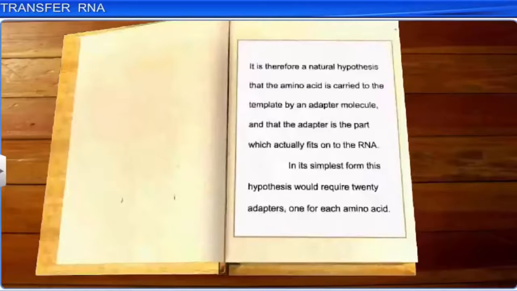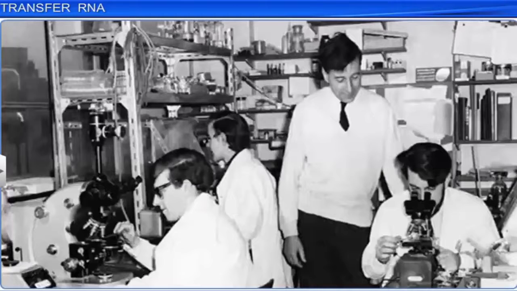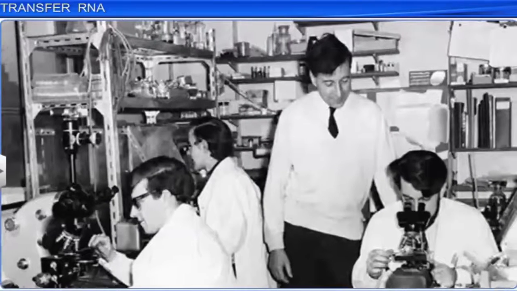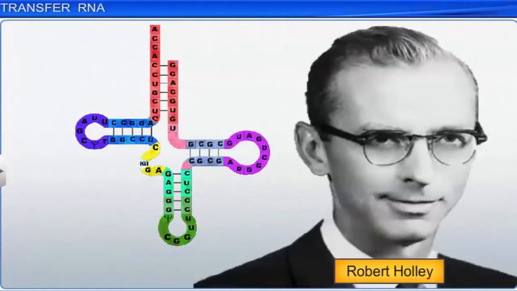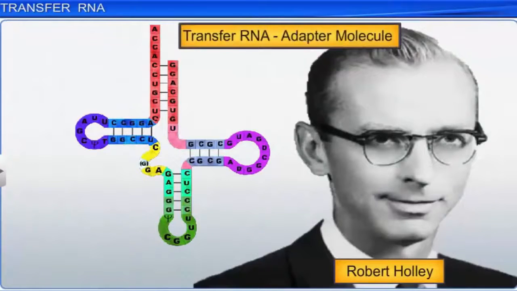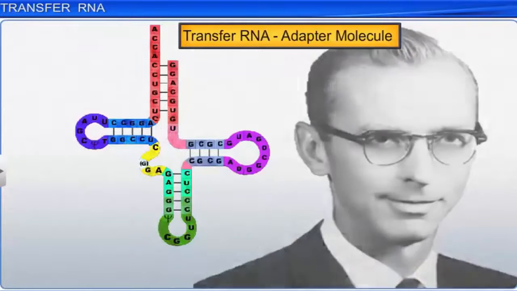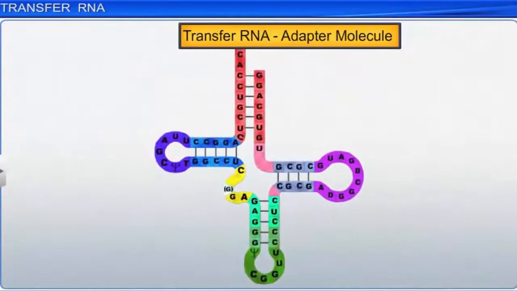Soon after Crick published his hypothesis, scientists across the world worked to find this mysterious adapter molecule that adapts itself to carrying amino acid and reading it to the codon of mRNA. Success, however, came to Robert Hawley when in 1965 he discovered transfer RNA or tRNA, the adapter molecule, and also worked out its entire chemical structure. Today we know that tRNA, the smallest of all RNA molecules, is made up of about 75 nucleotides.